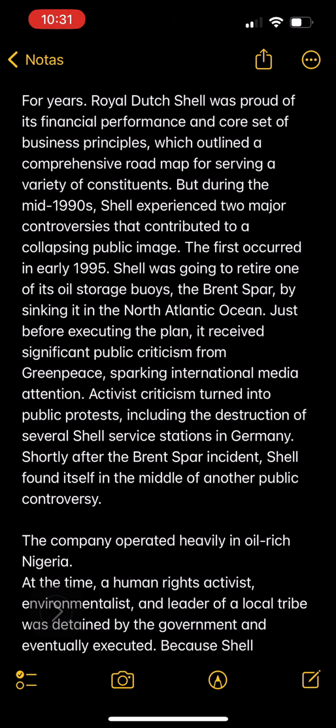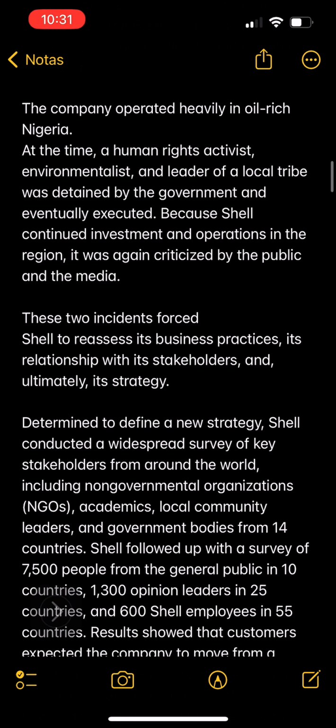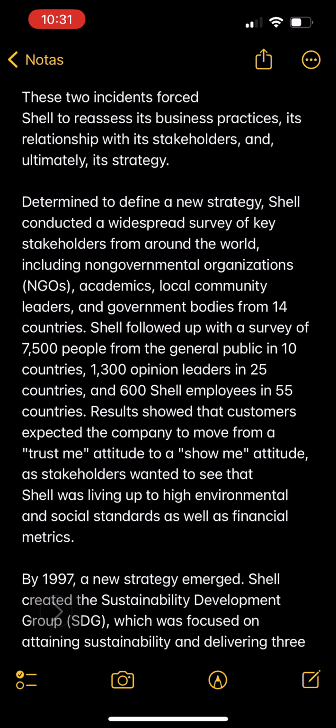Shortly after the Brent Spar incident, Shell found itself in the middle of another public controversy. The company operated heavily in oil-rich Nigeria. At the time, a human rights activist, environmentalist, and leader of a local tribe was detained by the government and eventually executed. Because Shell continued investment and operations in the region, it was again criticized by the public and the media. These 2 incidents forced Shell to reassess its business practices, its relationship with its stakeholders, and, ultimately, its strategy.